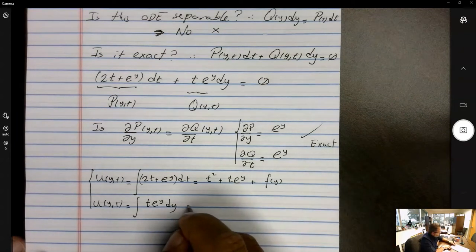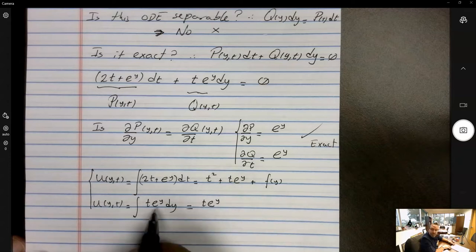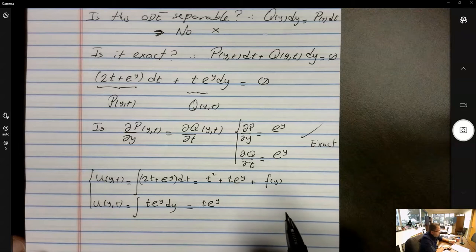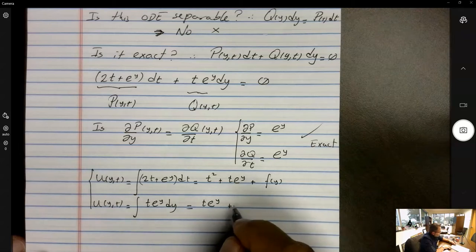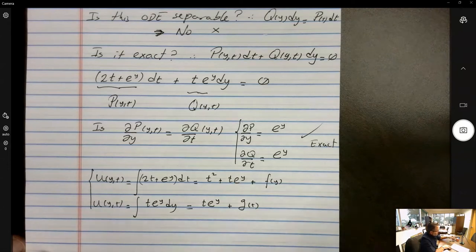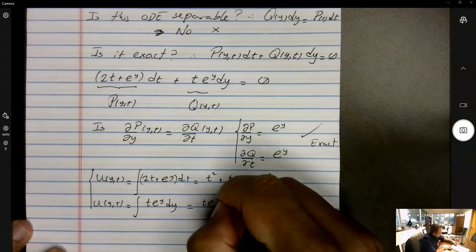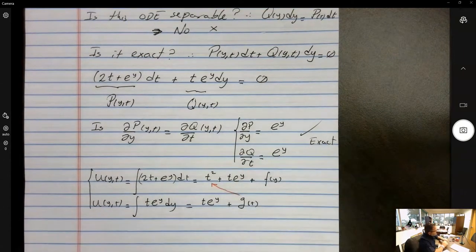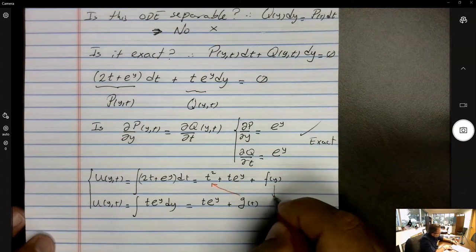Now, when we integrate this one with respect to y, all we get is t e^y. So if t is a constant, you can take it out of the integral. The integral of e^y dy is just e^y, right? Plus a function g of t. Because it's an integration with respect to y, any function of t will be a constant. Now you can see that this function of t is right here. You can see that this function of y is right here, is 0.